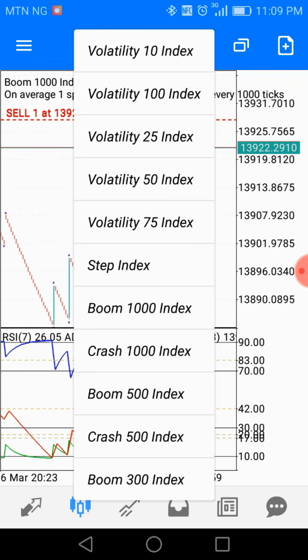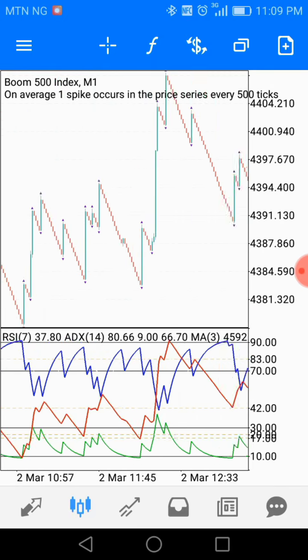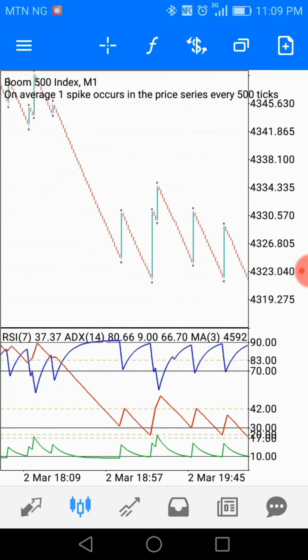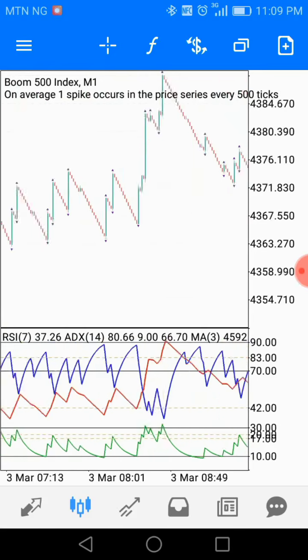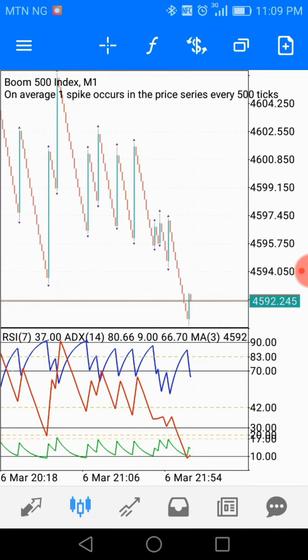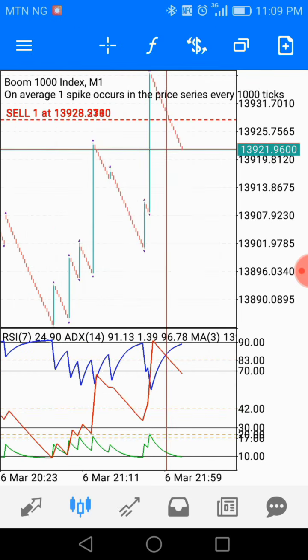Remember what I said, on the 500 indices you are taking between 4 to 6 candles. You are taking a maximum of 6 candles, right? When the conditions are perfectly met. It's still the same conditions, okay, the same condition, but less number of candlesticks. Then for the 300 indices, you are taking a maximum of 3 to 4 candlesticks and you are good to go.